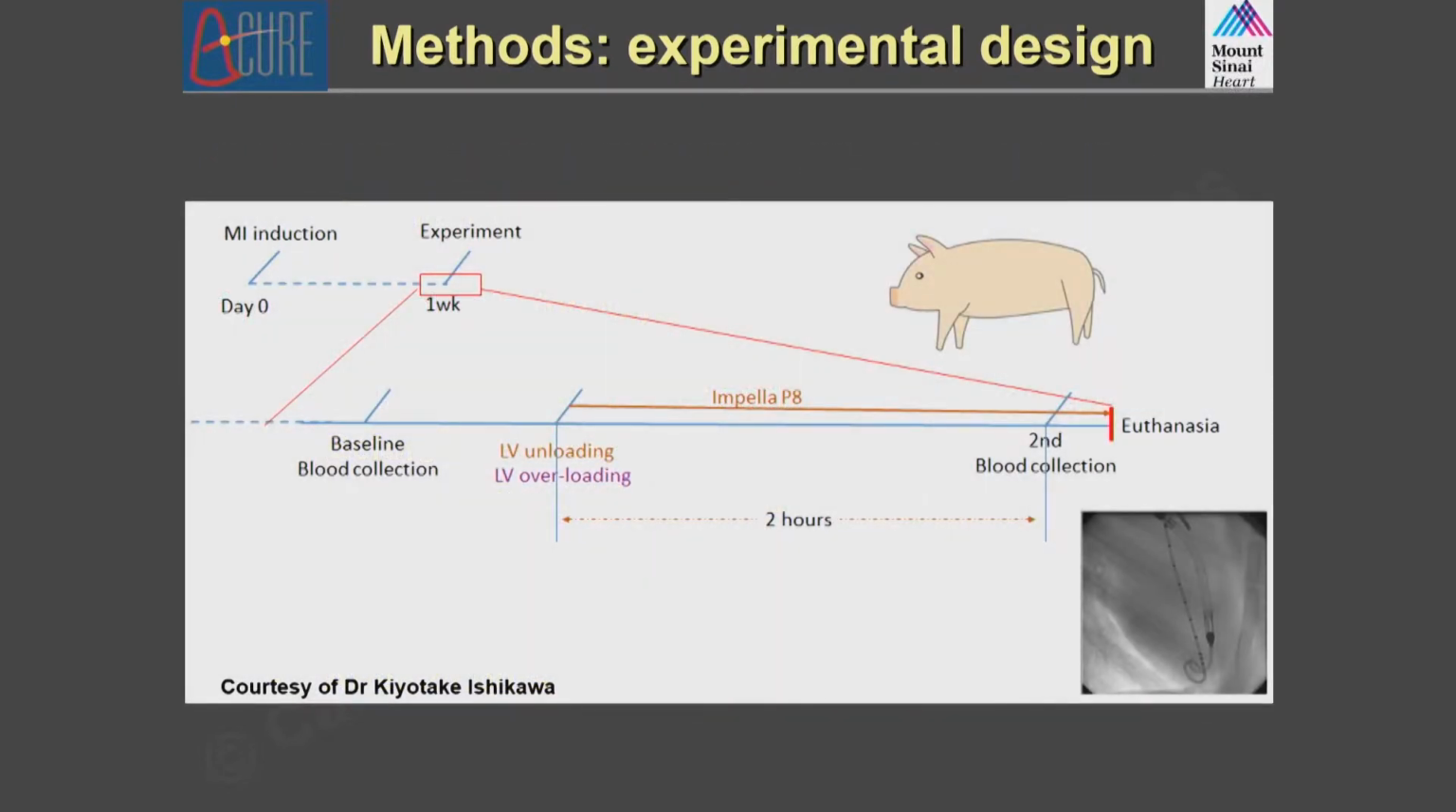In this slide that Dr. Ishikawa has presented previously, we can see a summary. First, we create the infarction. One week later, we obtain baseline blood. Then we create the acute overloading with aortic regurgitation or the acute unloading with Impella, and 2 hours later we will collect the blood samples again to see the differences in transcardiac gradients.